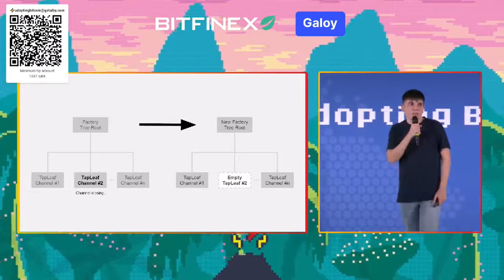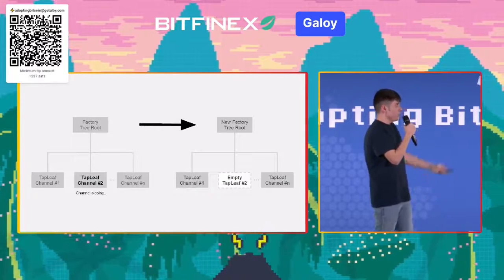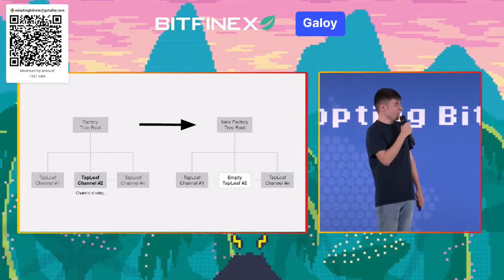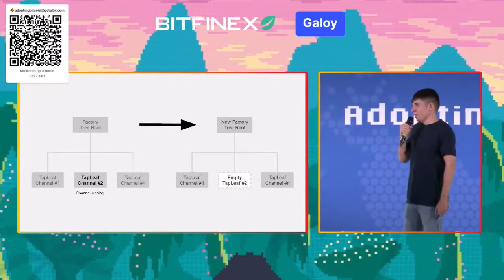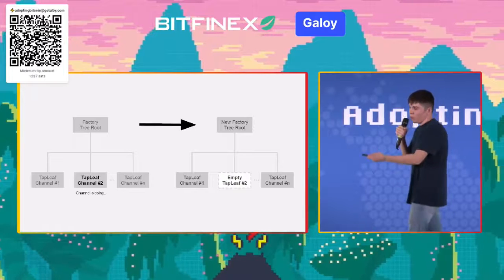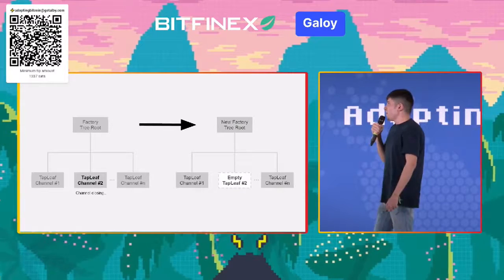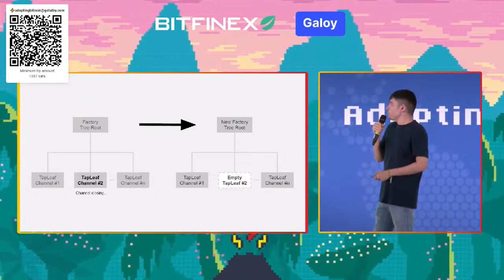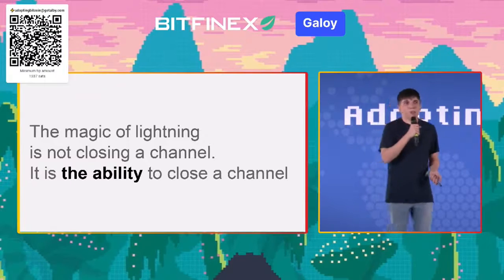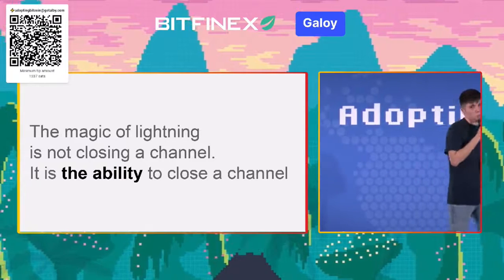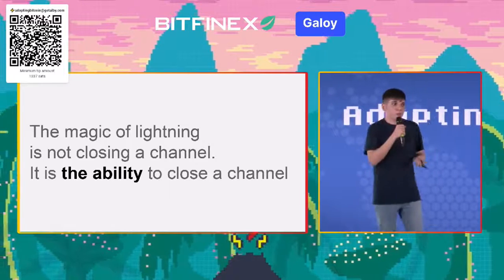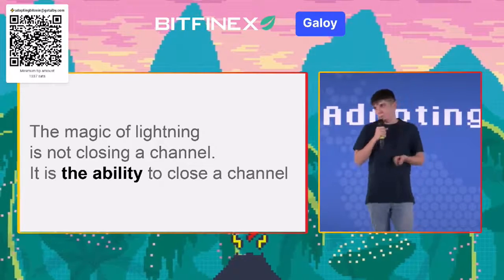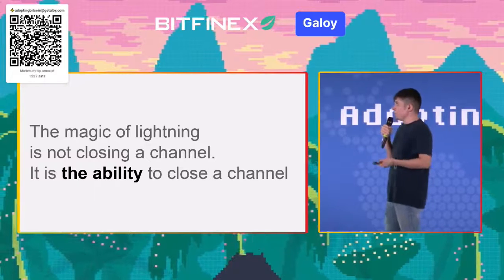You might say, well, spending a tap leaf might consume lots of resources, like the control block size. It might be a tree with tens of levels. But the thing is, the magic of Lightning is not closing a channel. It is the ability to close a channel. So when you open a channel, the channel is meant to remain open in your lifetime. But it's good to have the ability to close a channel.